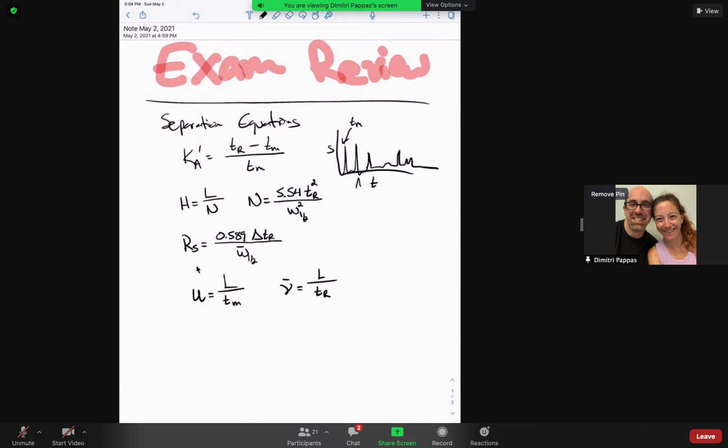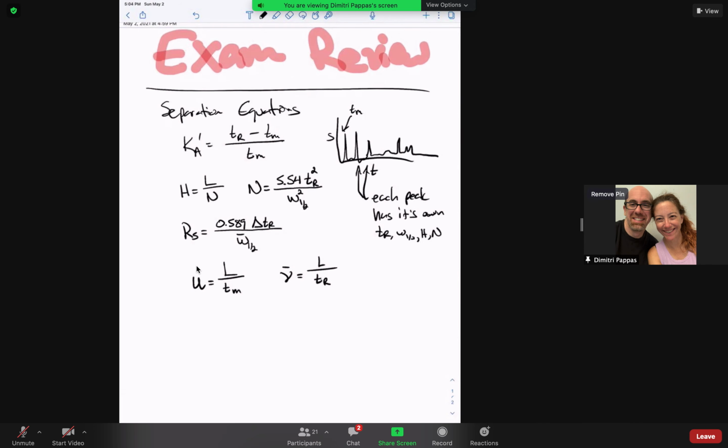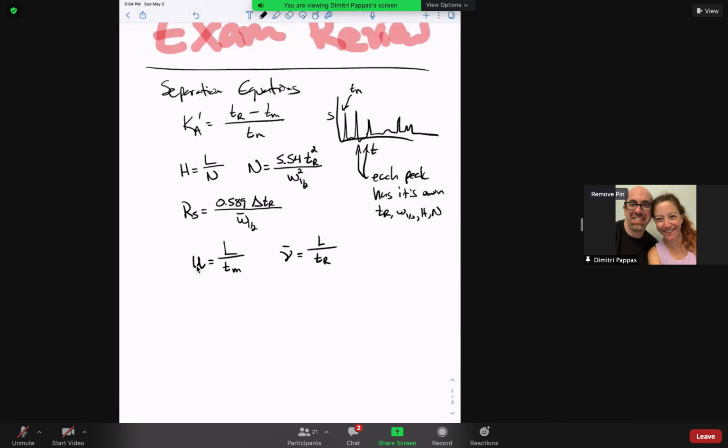So remember, each peak has its own retention time, its own half width, its own plate height, and its own number of theoretical plates. Okay, and each pair of peaks has its own resolution. Okay, and then don't forget one last equation, that the analyte flow rate can also be expressed as a function of the flow rate of the mobile phase times this F term, which is the fraction of analyte in the mobile phase. So 7 equations that you should know.